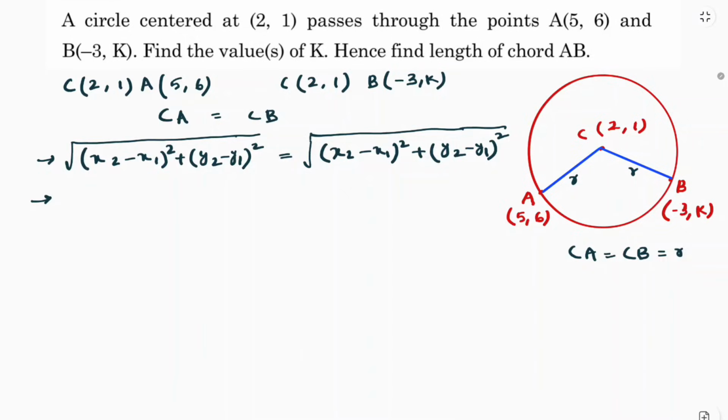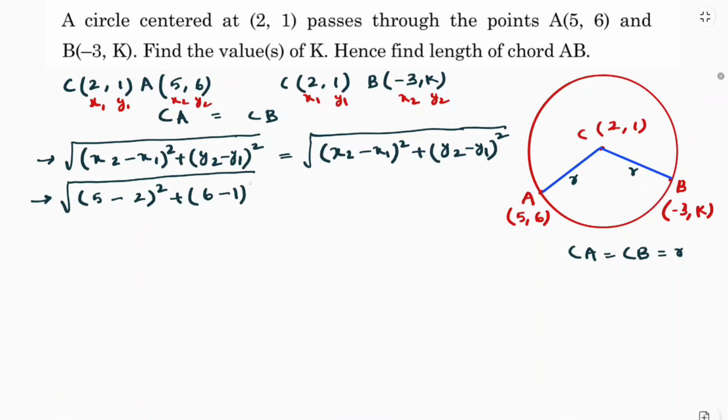So now here if I consider this as x1, y1, x2, y2, I will substitute the values for CA. See, x2 minus x1, so it is (5 minus 2) whole square, y2 minus y1, (6 minus 1) whole square. Here x2 minus x1, (minus 3 minus 2) whole square, plus y2 minus y1, (k minus 1) whole square.